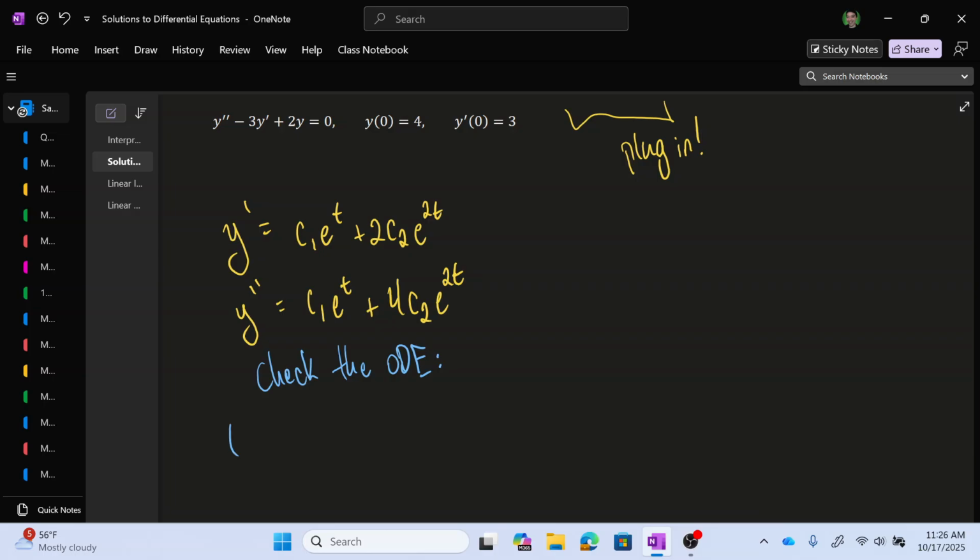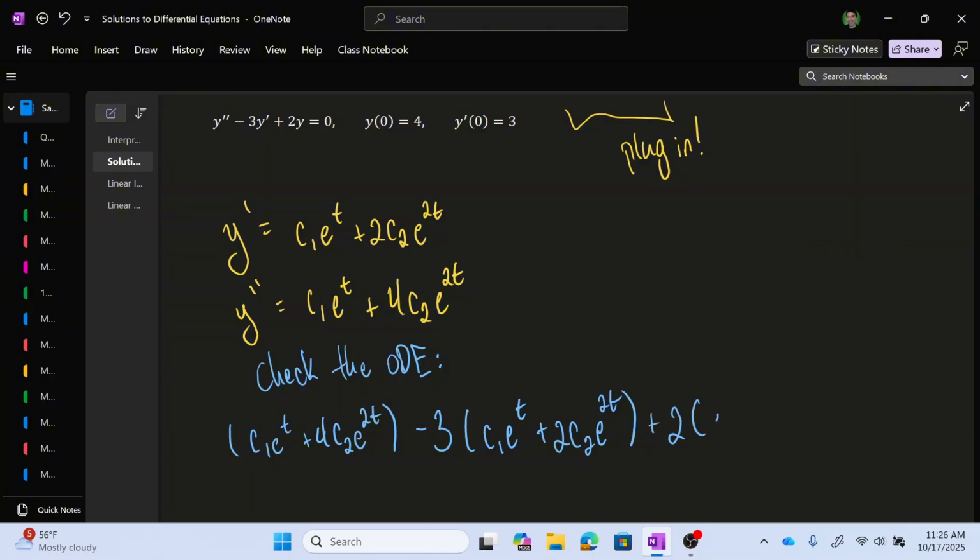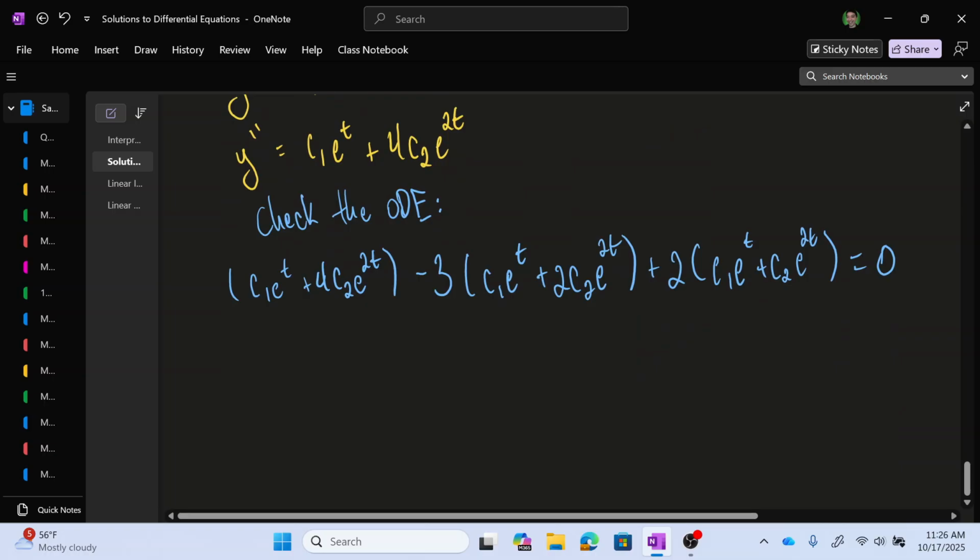So y double prime goes in, c1 e to the t plus 4 c2 e to the 2t. Then I have minus 3 copies of y single prime. Then I have 2 copies of my original function, which was c1 e to the t plus c2 e to the 2t. And I want to see what it is going to take in order to make that entire left side equal to 0 in the end.